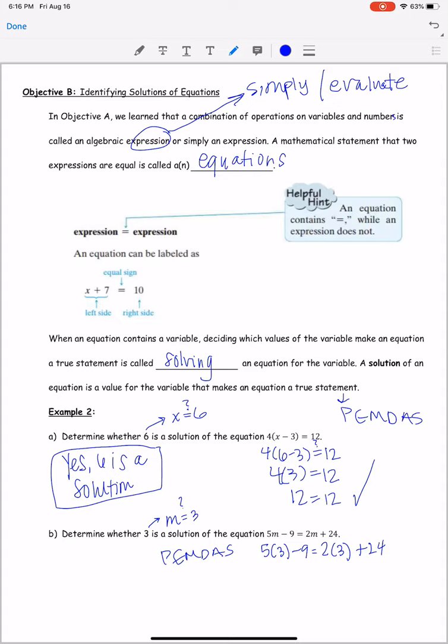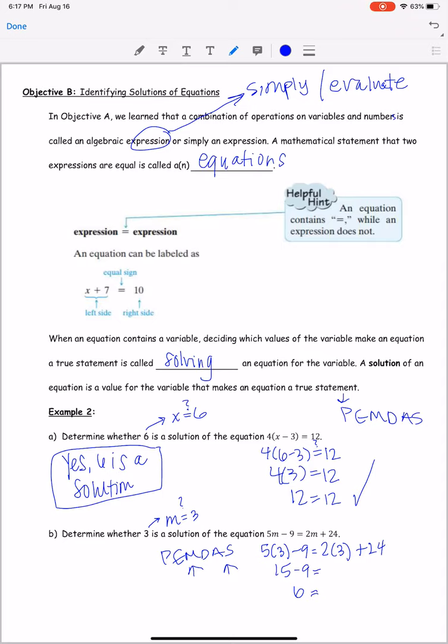For the left side, we need to multiply first. So 5 times 3 is 15. Bring down your minus 9. Then we are subtracting. So 15 minus 9 is going to give me 6. So that's what I have on one side. Bring this equal sign down. Now go to the other side.